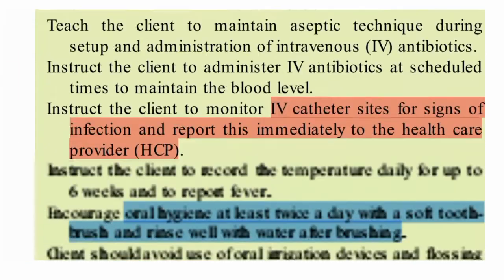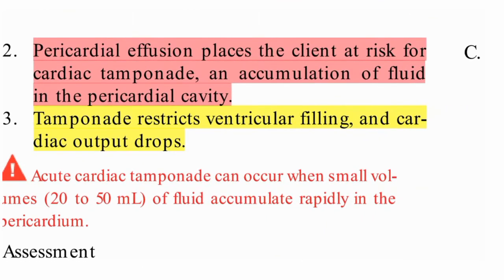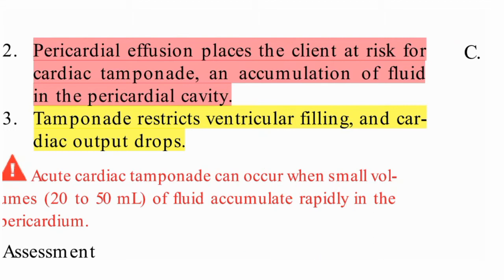There will be a compression. Pericardial effusion places the client at risk for cardiac tamponade. So there will be compression, and the patient's heart cannot pump the blood properly, and it cannot fill properly. So that is called cardiac tamponade.